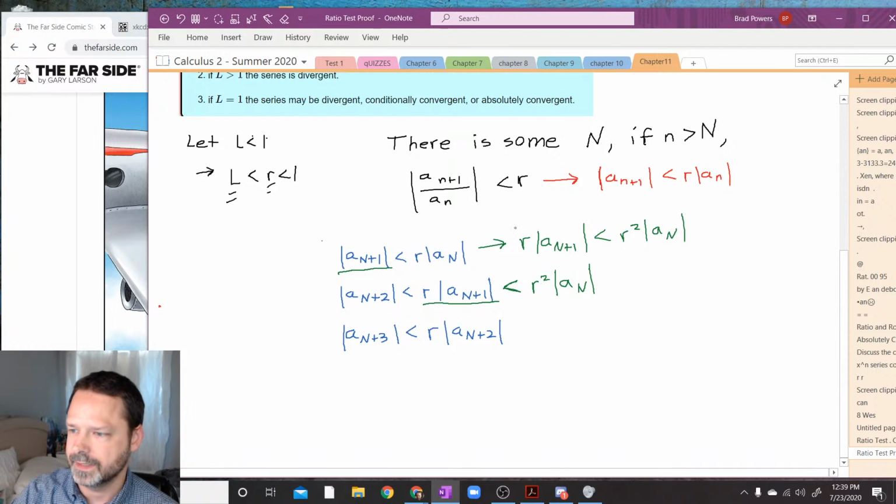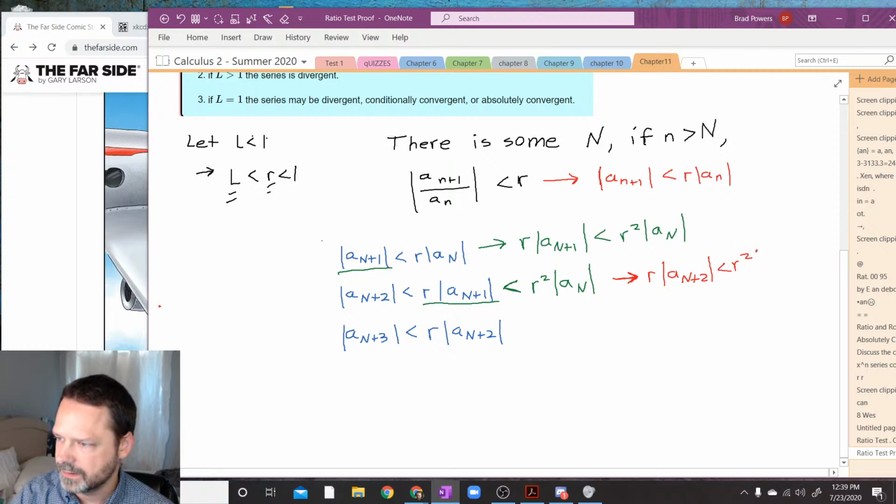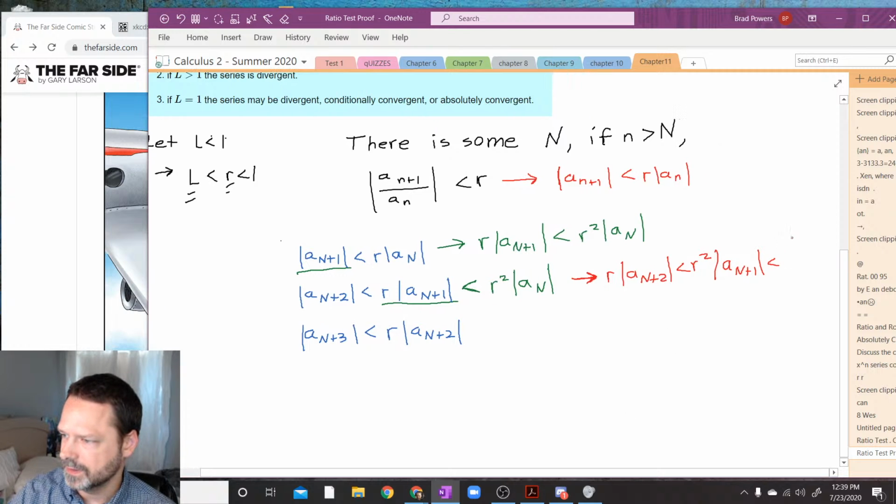here, maybe we try this in red. What if I took all of this and multiplied it by r? Well, then I would have an r times a sub n plus 2. I'd have an r. I'd have one of those. If I multiply all sides of this by r, we would get r a sub n plus 2 less than r squared a sub n plus 1 less than r cubed a sub n.